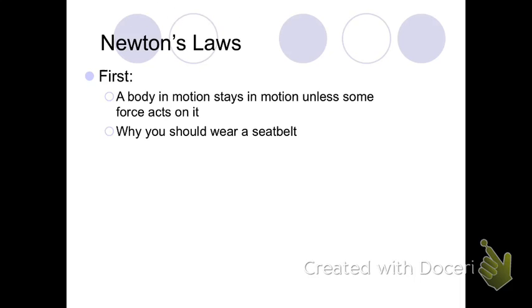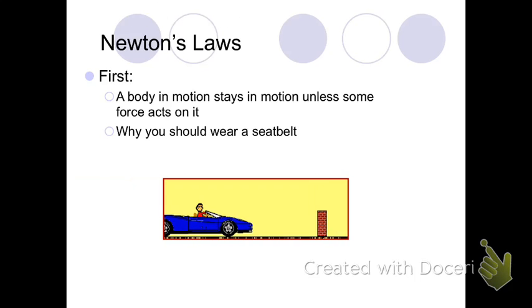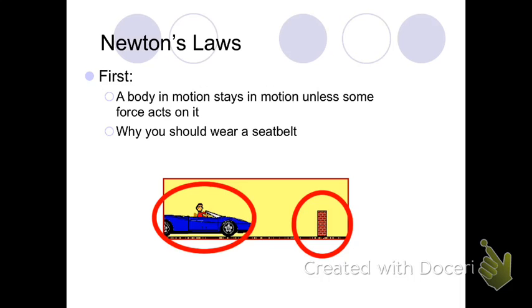So the first law is that a body in motion stays in motion unless some other force acts on it. That's why you should wear a seatbelt. So if we see a head-on collision between this car and this brick wall here, head-on collision, if this man here is wearing his seatbelt, he's going to in essence become part of the car, so that when the car is stopped by the brick wall, he's going to be stopped by the brick wall as well.